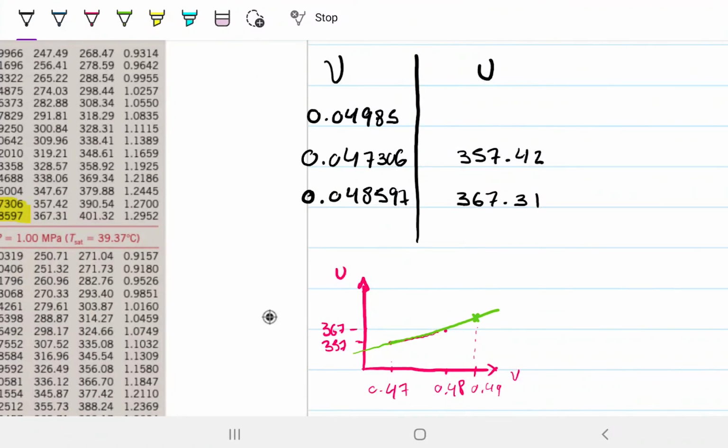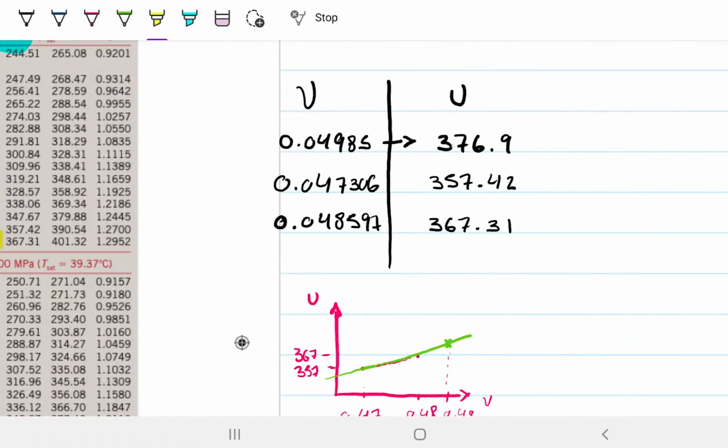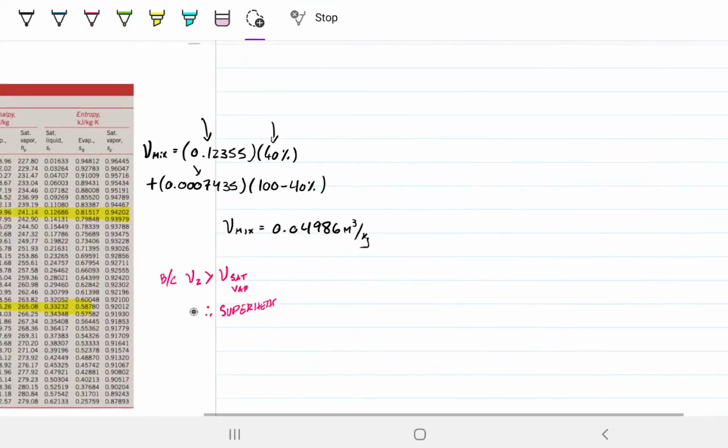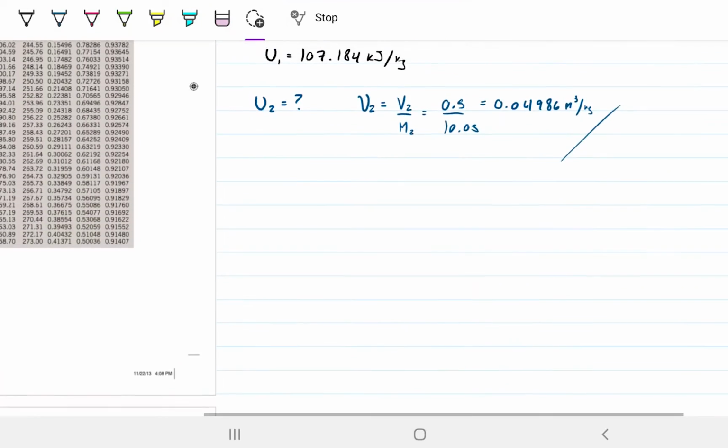We can do exactly the same process you do in interpolation, whether you use a spreadsheet with Excel, a calculator, or do it by hand, all covered in the videos we've previously made here on the channel. And then what we get for the extrapolation is 376.9. Okay, and that would be the value that I'm looking for, U2. So let me go ahead and copy this, and let's check it all the way up again. Where were we? Here we are.